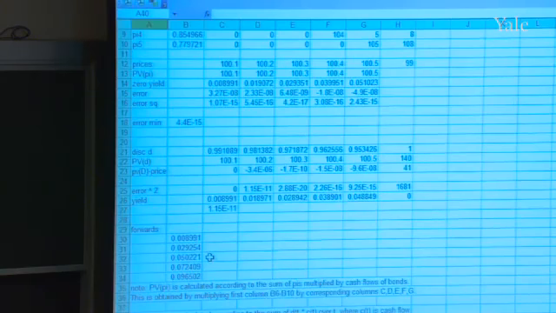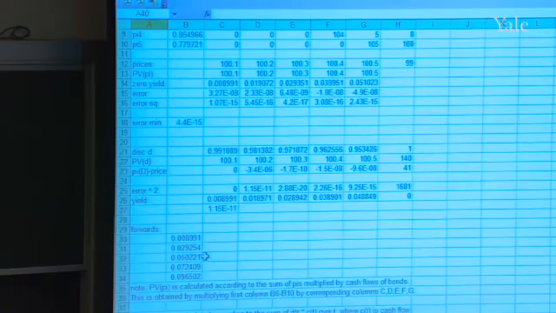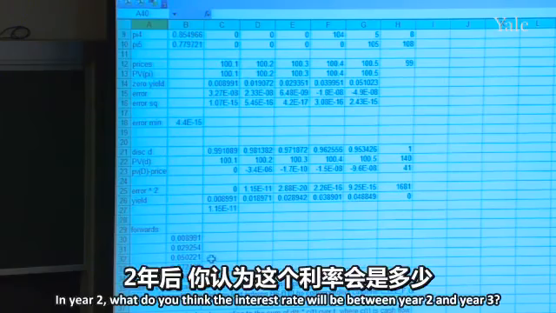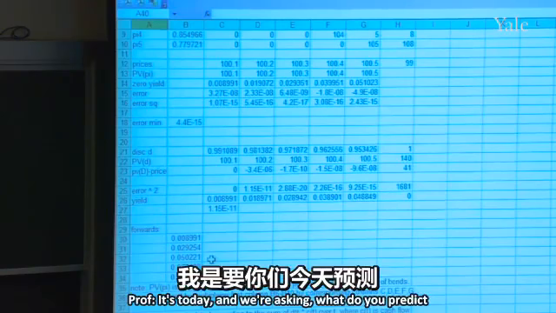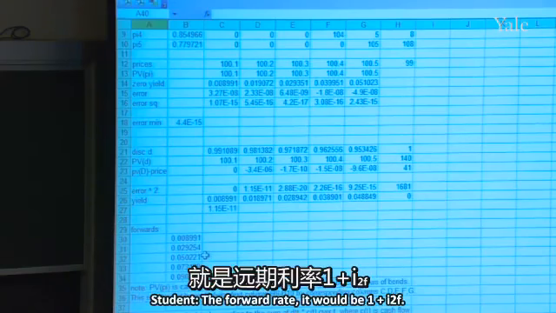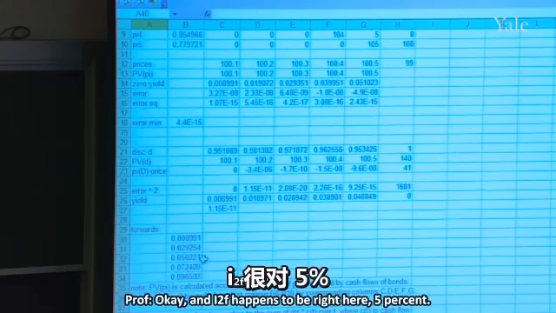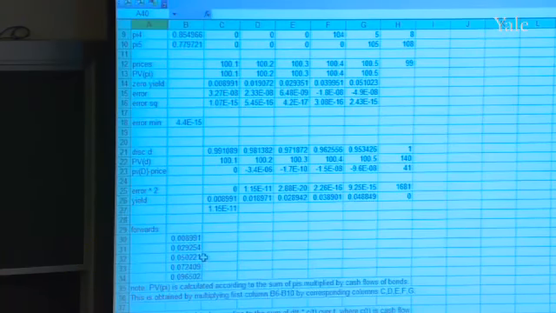Yeah. The market predicts maybe the forward rate. Which forward rate? Sorry, which years were you asking? Year 2. In year 2, what do you think the interest rate will be between year 2 and year 3? It's today, and we're asking, what do you predict the market rate of interest will be in year 2, between year 2 and year 3? The forward rate, it would be 1 plus I2F. Okay, and I2F happens to be right here, 5%. So that's the forward. So 5% you'd predict. Markets are efficient, and that's the best prediction.